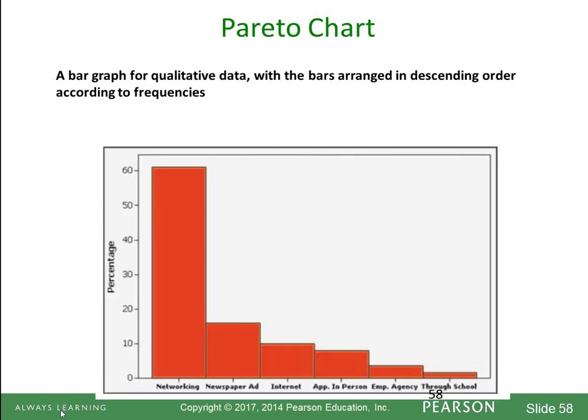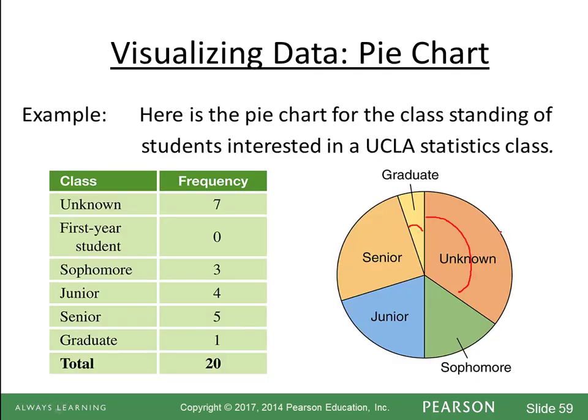Greatest to least, then you get a Pareto chart, and this is some data of how did you learn about the job. And notice they're all together, and I have a problem with this in that the bars touch. They really shouldn't. In a pie chart, rather than a bar chart, you don't know the values. It's just easy to see the proportion of the group.